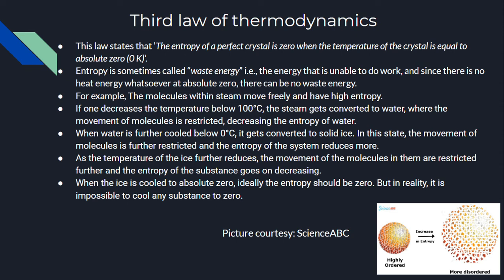For example, the molecules within steam move freely and have high entropy, because steam is a gas, so the distance between the molecules is very great, so they have a large area to move freely, and so they have a high entropy. If one decreases the temperature below 100 degrees Celsius, the steam gets converted to water, where the movement of molecules is restricted, decreasing the entropy of water.